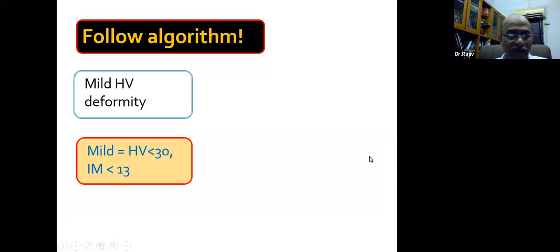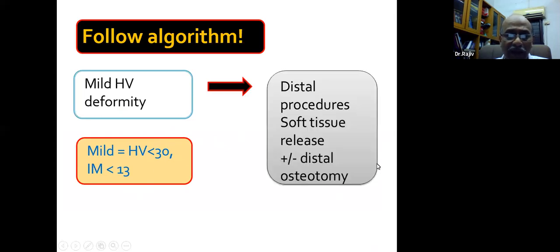Mild hallux valgus: when is a deformity defined as mild hallux valgus? When you have a hallux valgus angle less than 30 and an intermetatarsal angle less than 13, it is called mild hallux valgus deformity. You do a distal soft tissue release and a distal osteotomy like a chevron osteotomy.